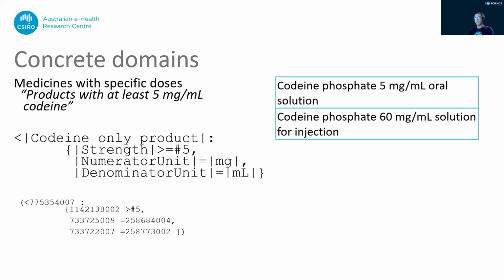It's really useful for doing queries. I've tried to simplify some of these expressions just to make them more readable. These aren't production quality, but they do the job. So with this one, if we want products with at least 5 milligrams of codeine, we can do a query like this where we use the greater than or equal sign to say at least 5 milligrams, or actually 5 milligrams per mil in this example, which will be important as we go on. You can see this query returns two concepts: a 5 milligram solution and a 60 milligram per mil solution as well.